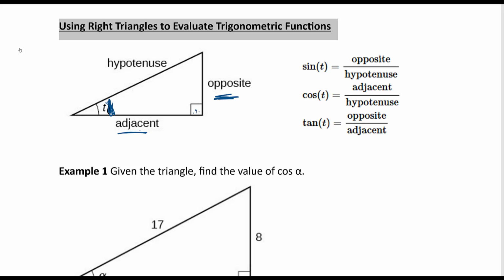So to get sine, it's going to be the ratio of the opposite side over the hypotenuse. That's sine. To get cosine, that's going to be the adjacent side over the hypotenuse. And to get tangent, that's going to be the opposite side over the adjacent side. It'd be basically sine over cosine, and then the hypotenuse cancels, so it's opposite over adjacent.